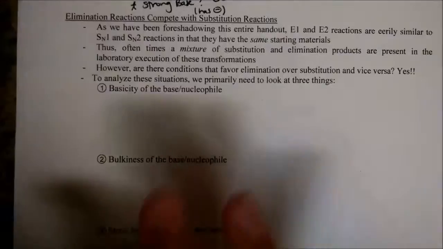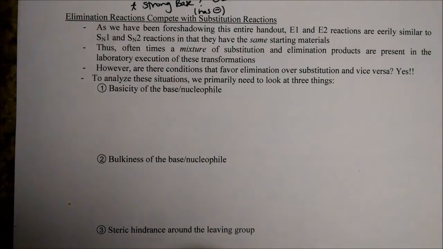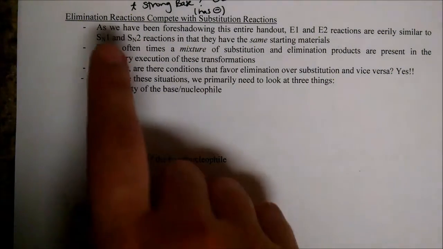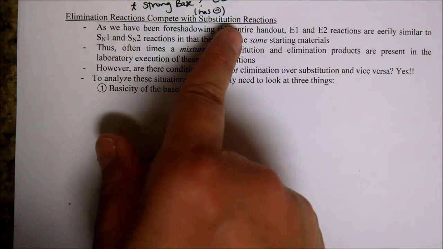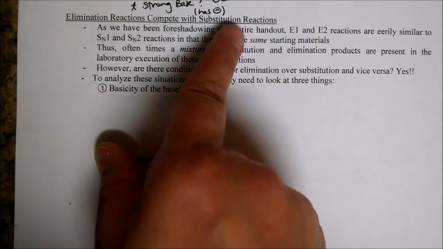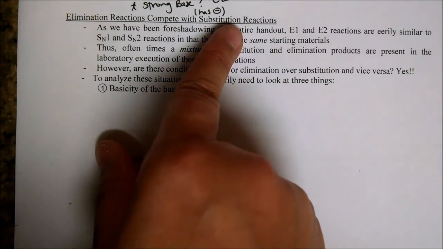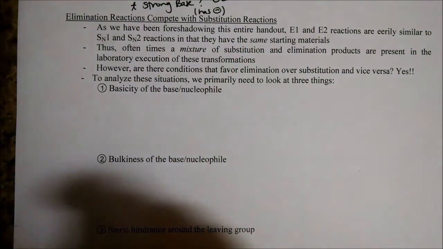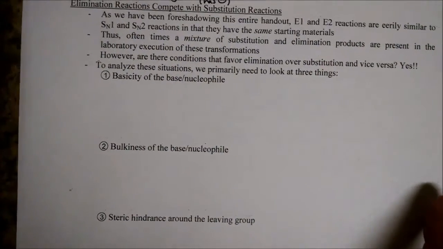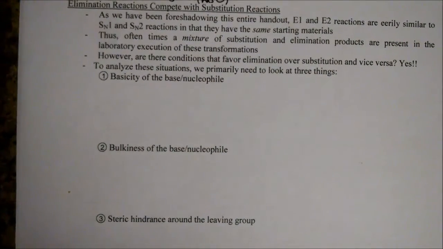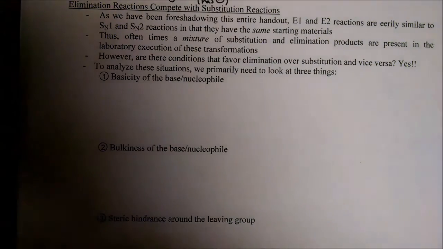Okay? It's come up multiple times in lecture, and I've been alluding to it this whole handout, and that's the fact that elimination reactions compete with substitution reactions. They have the same starting materials, just instead of a nucleophile, we have a base. And so how can we figure out which one it's going to be? Let's save this topic for Monday, because I think this will be worth a lot of discussion. See you then.